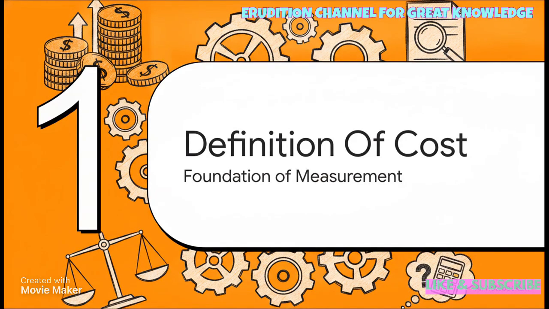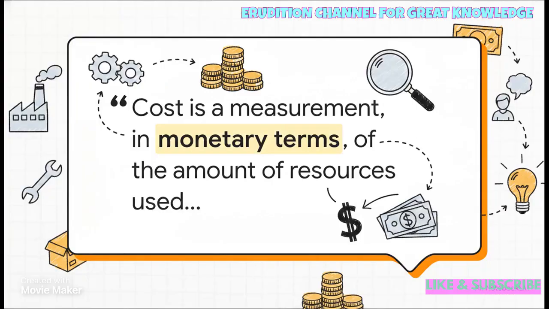Starting off with Section 1, the definition of cost, the foundation of measurement. So Cost Accounting Standard 1 officially states that cost is a measurement, in monetary terms, of the amount of resources used for the purpose of production of goods or rendering services. Now, for your exam, you've got to laser focus on that phrase, monetary terms. We are quite literally taking sacrificed resources and quantifying them into currency.